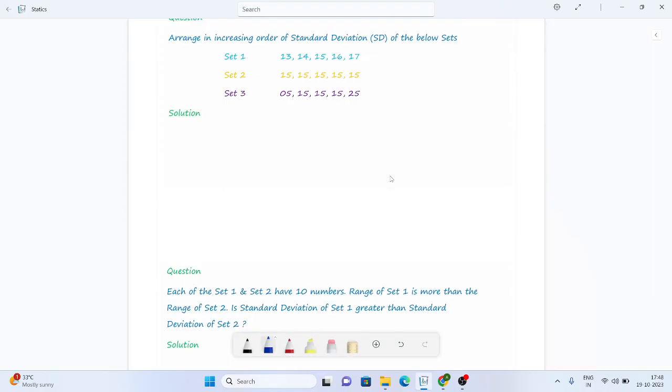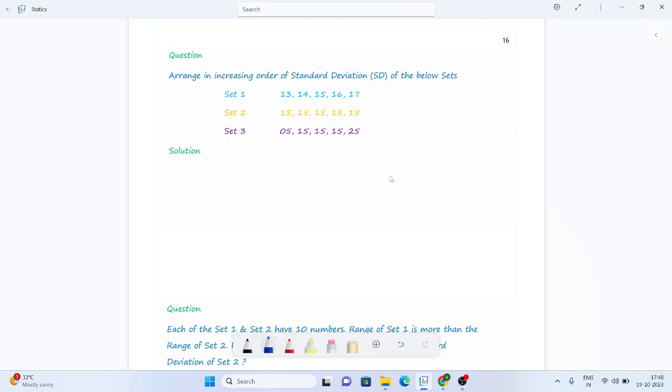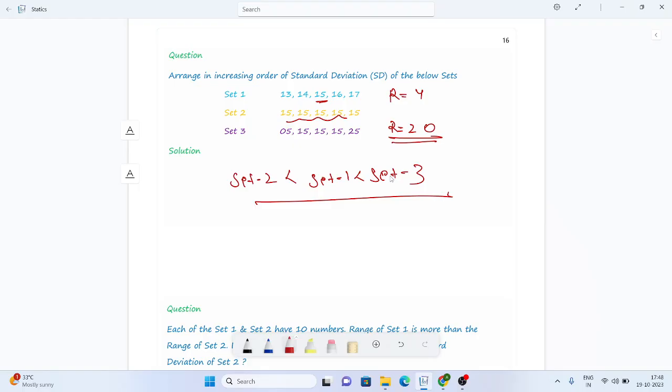Here is one question. Arrange in increasing order of standard deviation of the below set. So we know that the standard deviation of set 2 is 0. Right? The standard deviation of set 2 is less than the others. Now here the mean is 15, and here the range is 4, here the range is 20. Right? So we can say that set 3 has more standard deviation. But you can't generalize it, because here the range is maximum, there is very much difference.